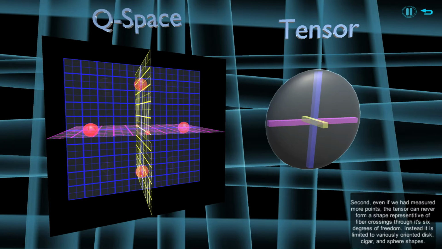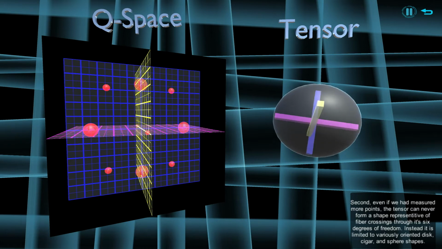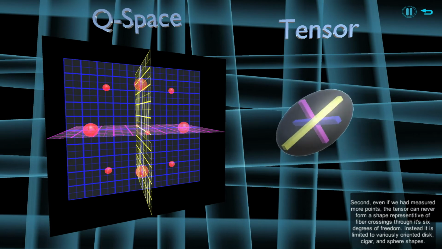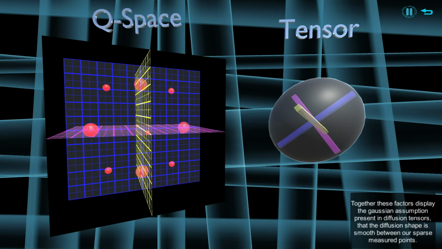Second, even if we had measured more points, the tensor can never form a shape representative of fiber crossings through its 6 degrees of freedom. Instead it is limited to variously oriented disc, cigar, and sphere shapes. Together these factors display the Gaussian assumption present in diffusion tensors, that the diffusion shape is smooth between our sparse measured points.